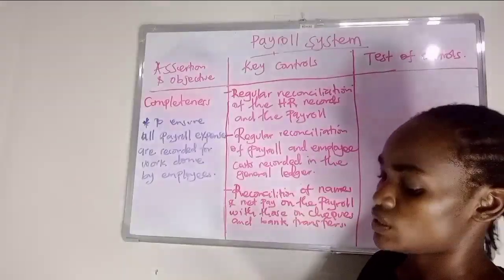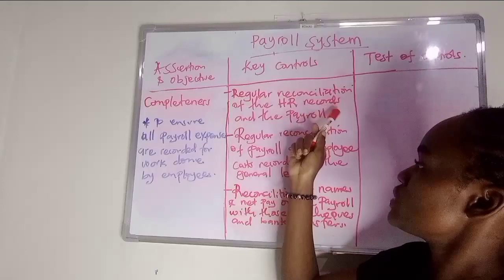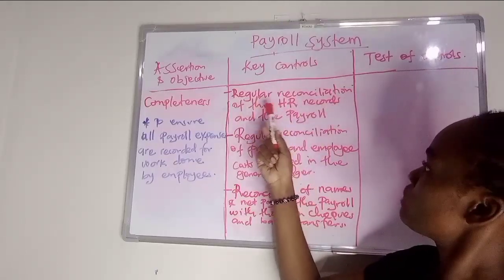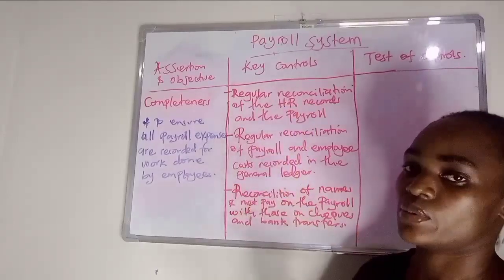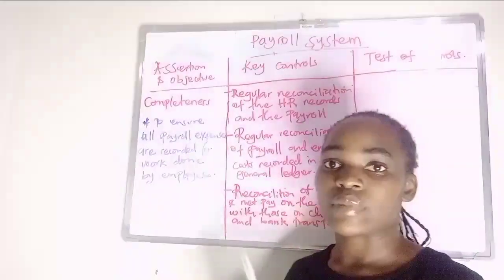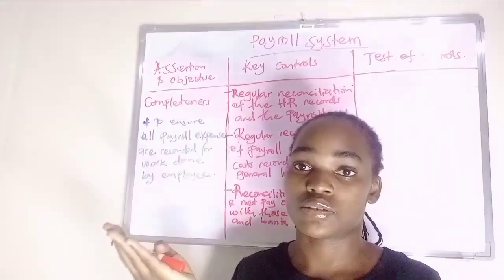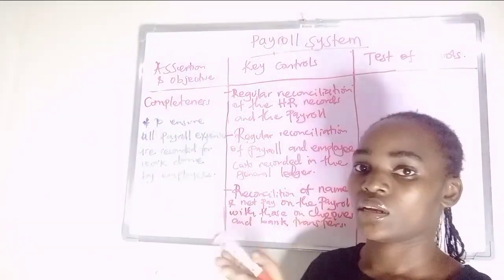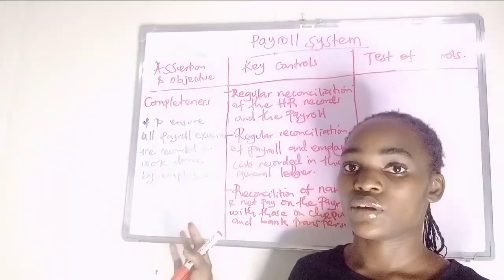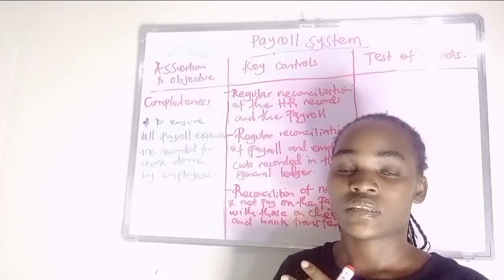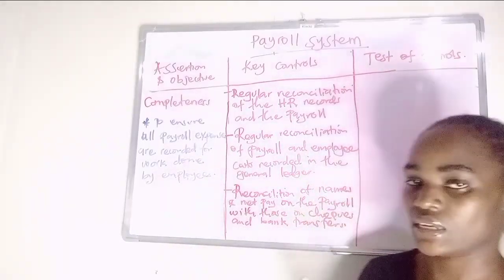So the first control that can be put in place is regular reconciliation of the human resource records and the payroll. Management should make sure that there is always regular reconciliation, or comparing, of the human resource records and the payroll documents to see if they are matching, and in case of any difference, that difference is investigated.